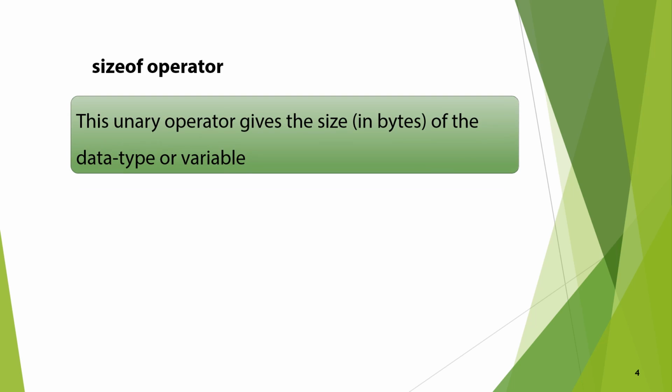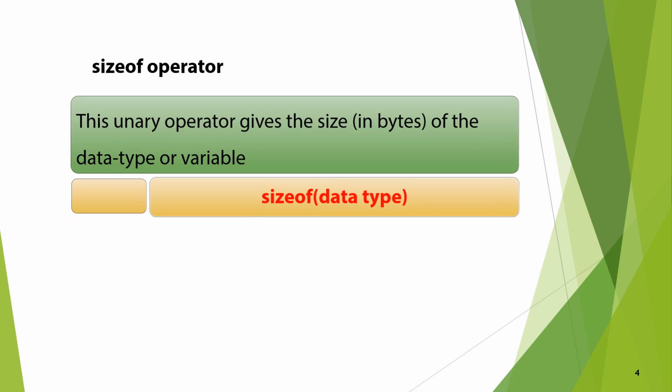Now we will see the sizeof operator. The sizeof operator is a unary operator which gives the size of any data type or a variable in terms of bytes. For this, we have to use the syntax sizeof, with the data type or variable for which we want to find out the size in brackets.